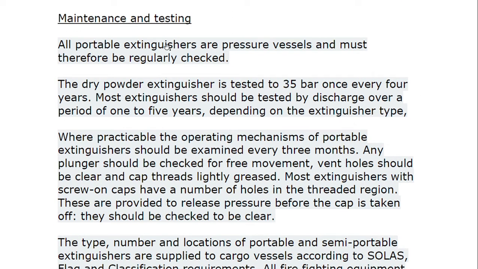Now when we talk about maintenance and testing, all portable extinguishers are pressure vessels and must therefore be regularly checked. The dry powder extinguisher is tested to 35 bar once every 4 years. So this is a requirement: 35 bar, checked once every 4 years. Most extinguishers should be tested by discharge over a period of 1 to 5 years, depending on the extinguisher type.